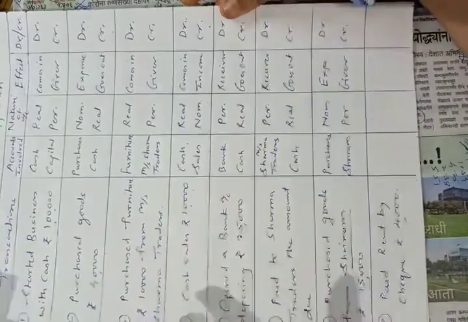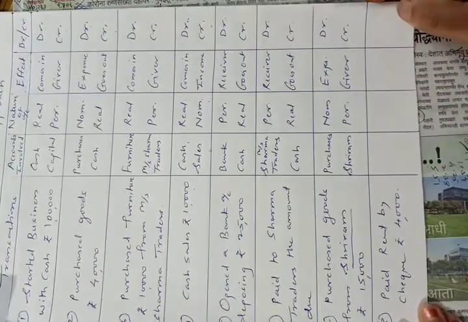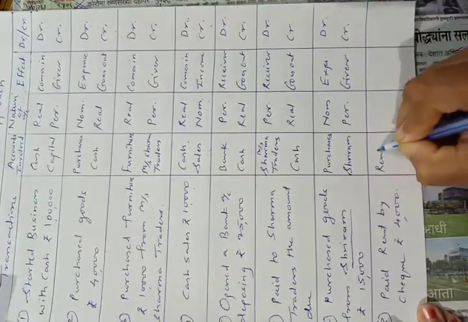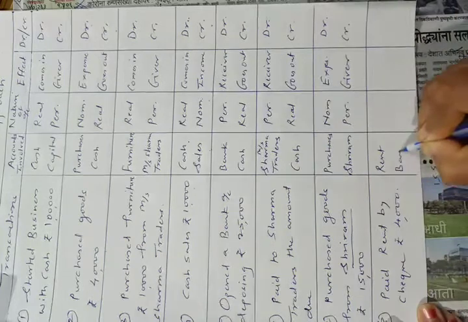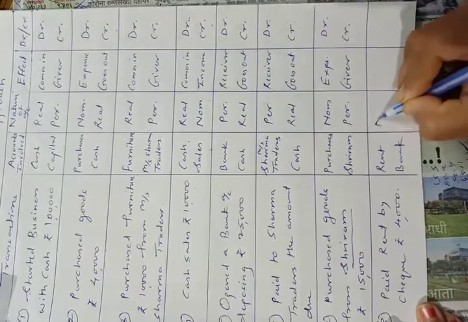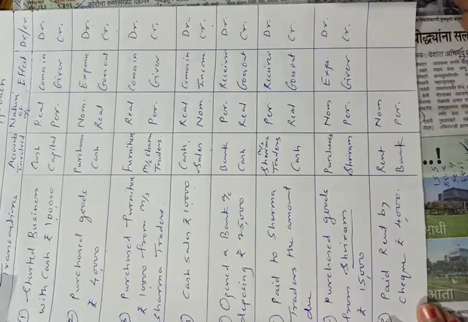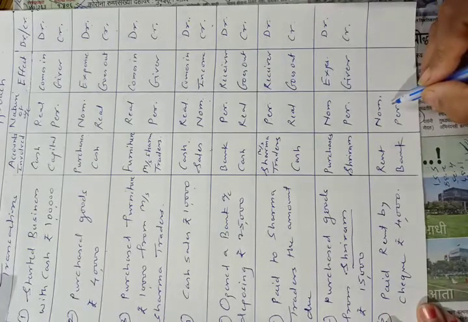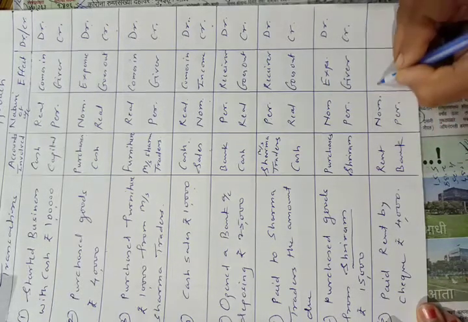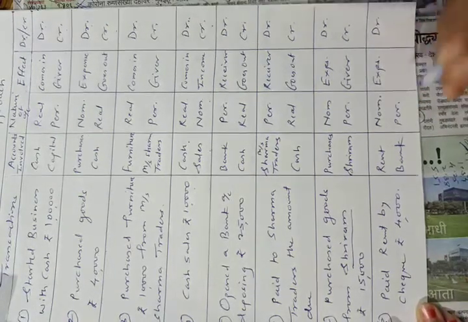Now next transaction, paid rent by check, rupees 4,000. As we are paying rent by check, no cash account will be involved here. As we are paying rent, one account will be the rent account and the second account will be the bank account, as we are paying by check. Okay, the rent account is a nominal account and the bank account is a personal account. The rule of nominal accounts says debit all expenses and losses. As we are paying rent, it is our expense, so the rule says debit all expenses and losses.